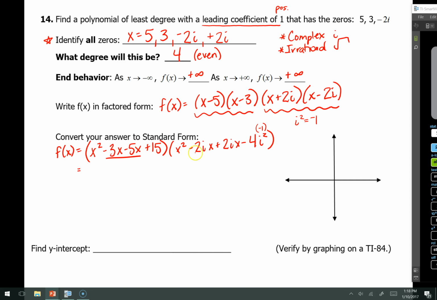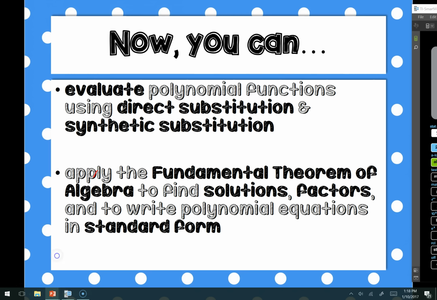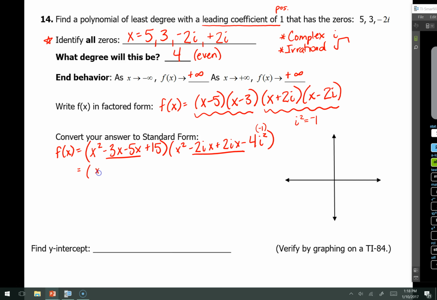Let's combine like terms. In the first expression here, we've got x squared minus 8x plus 15. And in the second expression, these 2 add together to 0, so it leaves us with x squared, and then like we said, this is negative 4 times negative 1, which is positive 4.